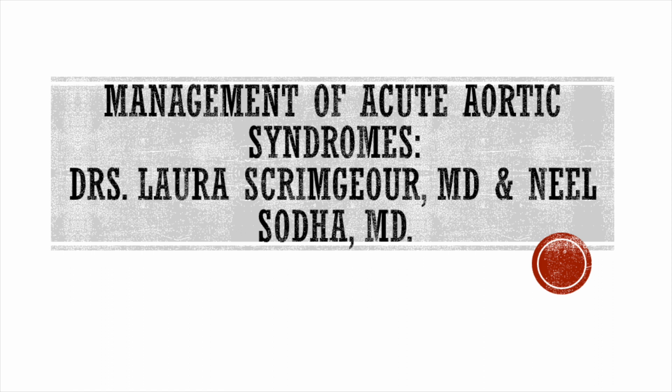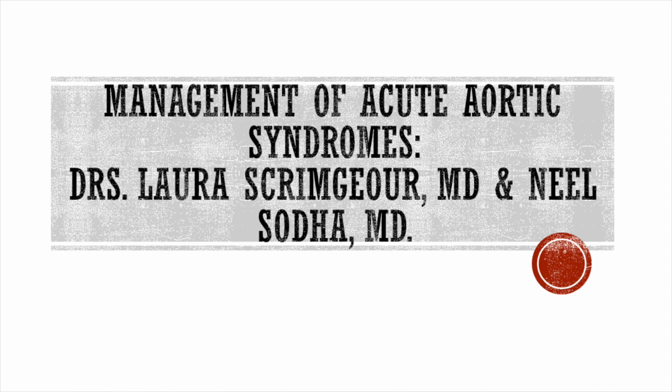And for type A, the intimal tear is located in the ascending aorta, the arch, or the descending, but in type A, they all involve the ascending aorta, whereas type B is always the descending aorta or the arch, but the ascending aorta is not involved at all. So there's also the DeBakey classification.